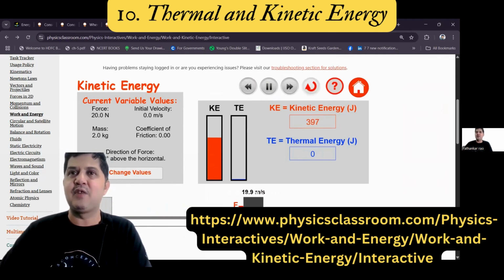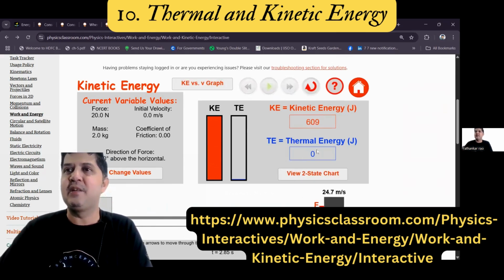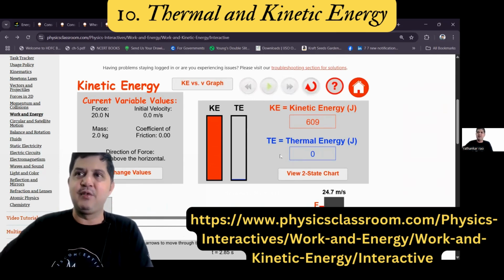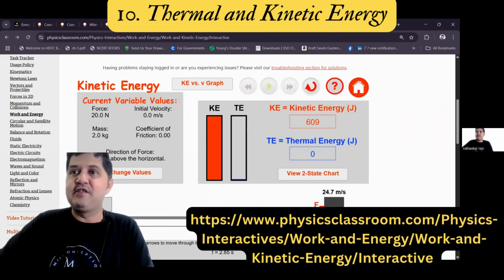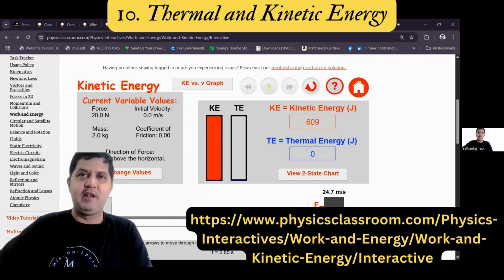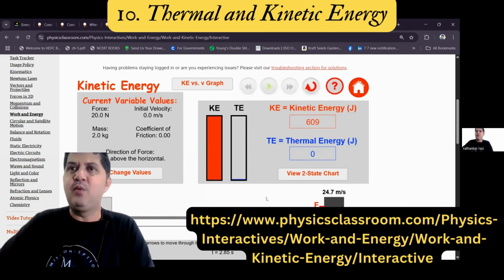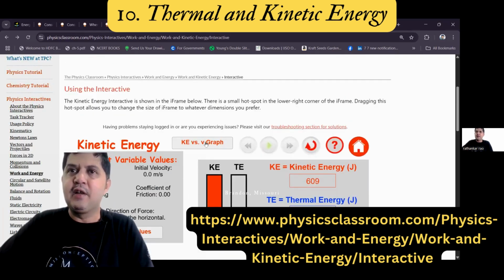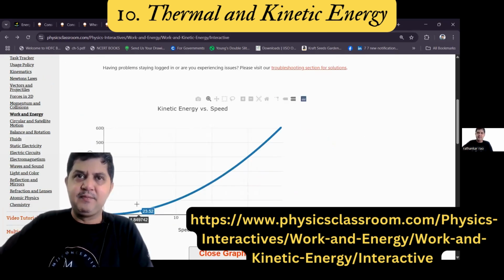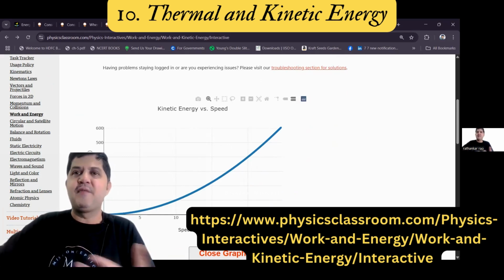If you really want to understand this one, the total energy here is going to be 609 joules, and the final velocity it reached was 24.7 meters per second, and the distance moved is 35.2 meters. Make a note of this somewhere. Now you can also look at the kinetic energy versus speed graph. This is how the kinetic energy increases with speed, because kinetic energy is equal to half m v squared, so it should be a nonlinear graph.